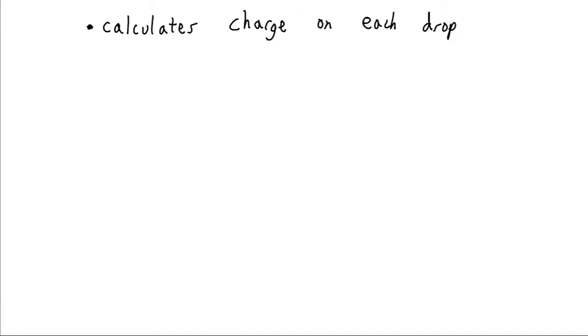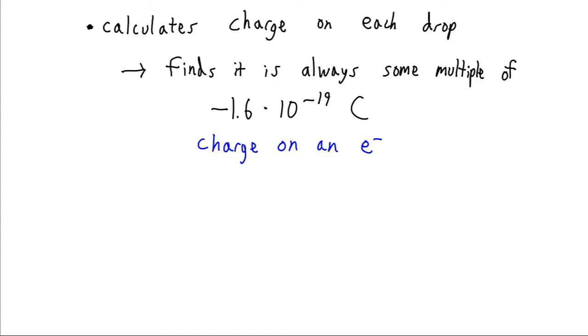When Millikan calculates the charge in each droplet, what he notices is that each time it's always some multiple of this quantity, 1.6 times 10 to the minus 19 coulombs. So it would make sense if this was the charge on an individual electron, and so that's why he always measured some multiple of that quantity. And it turns out that he was correct. In fact, this is an accurate value for the charge on an electron.